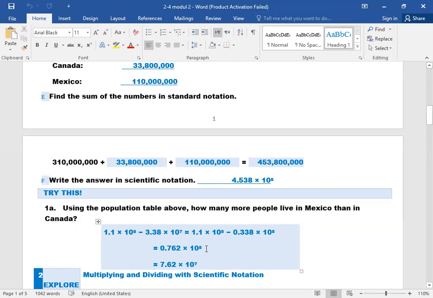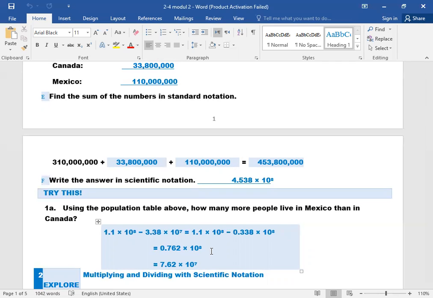Is this number written in scientific notation? No. So we have to move to the right one digit. You are going to move to the right, then decrease the exponent. So the final answer will be 7.62 times 10 to the power of 7.